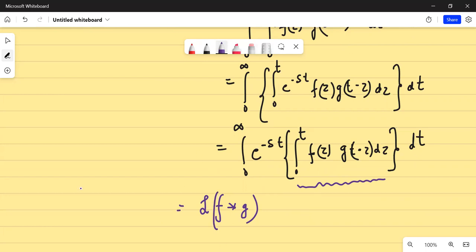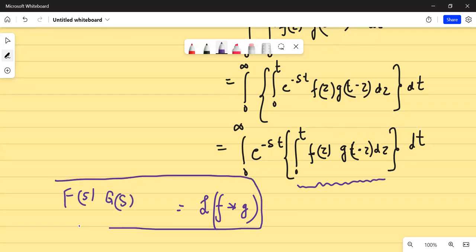So what you got is that F(s) into G(s) is simply the Laplace transform of the convolution of f and g. This is how you define your convolution: integration from 0 to t, f(z) g(t minus z) dz. I hope it is clear now. At least now it is clear. So what I have done is I have changed the order of integration.